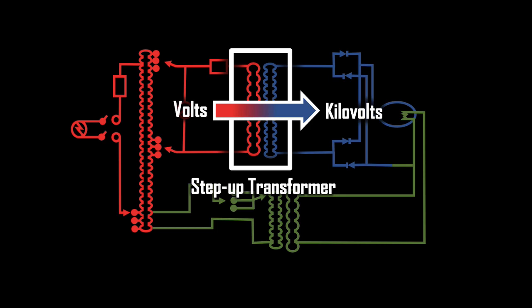In this case, mutual induction is made by a set of 2 coils of wire, the red coil and the blue coil. Something else to notice is that the second set of coils, the blue coil, has more turns than the first set. This tells us that we are stepping up the voltage to kilovolts. The area between these 2 coils serves as the division line between the primary and secondary circuits.